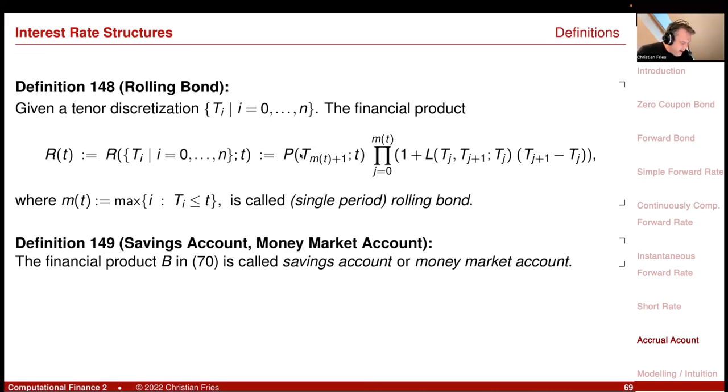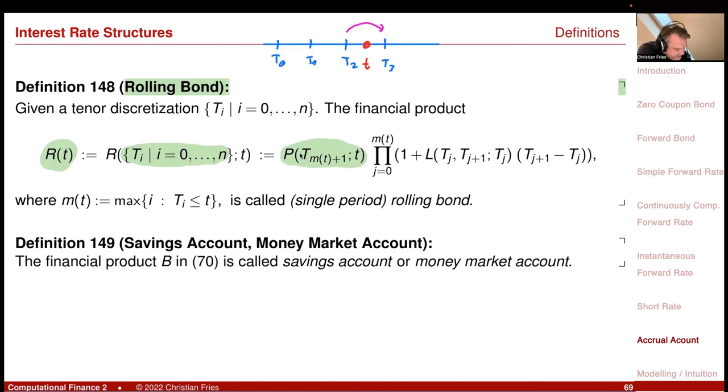So this is now my R of little t. So I have some time discretization and I invest in the bond maturing at the end of the time period associated with the little t. So this is now my t0, this is my t1, t2, t3. Okay, so my time is now in between such a period. I have invested from here to here in the bond that matures at the end.